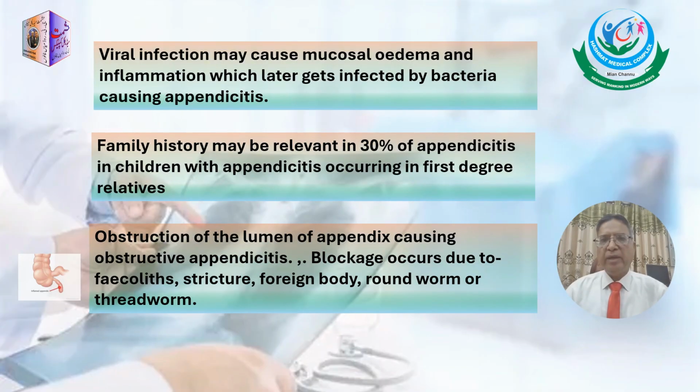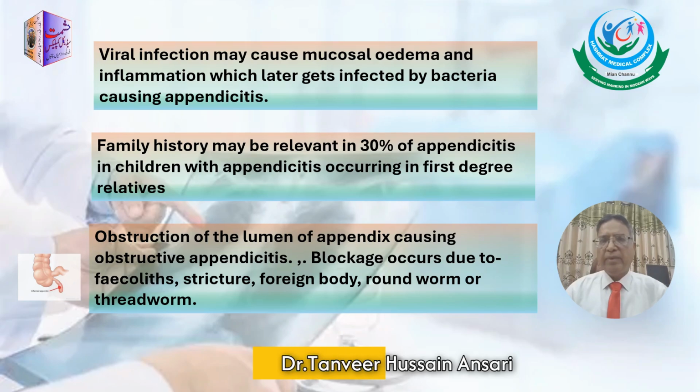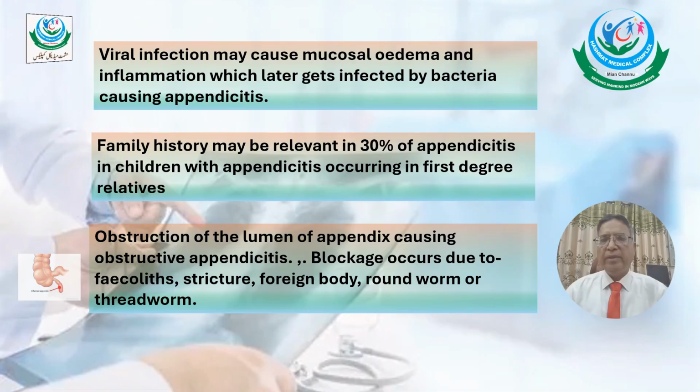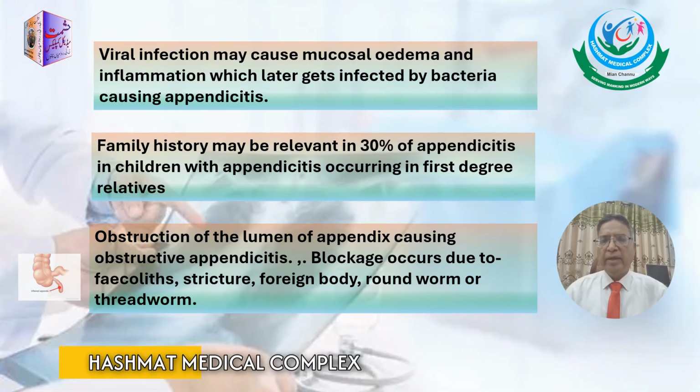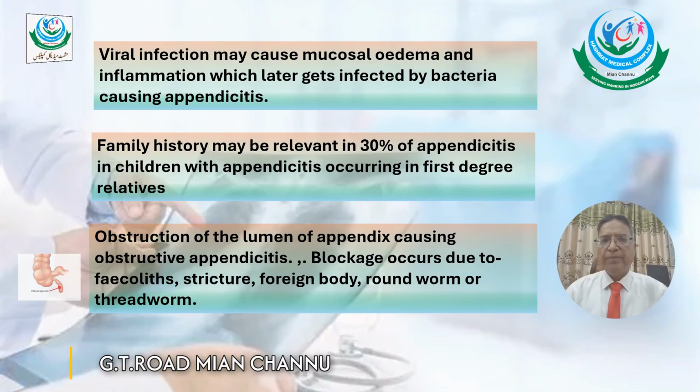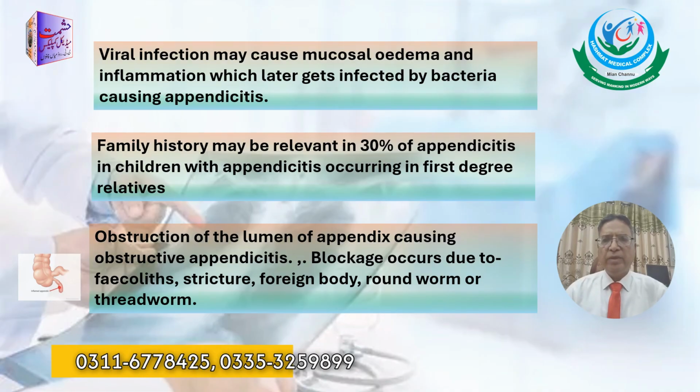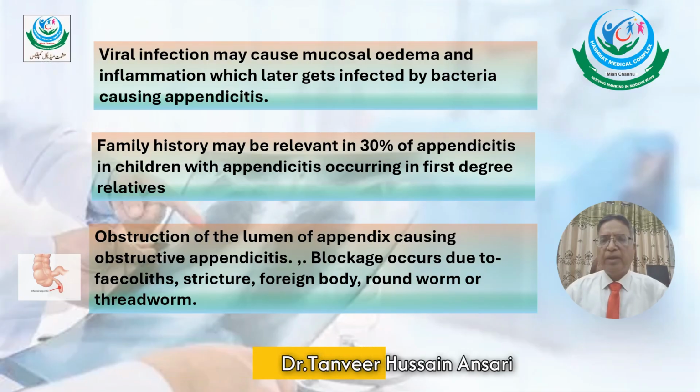Viral infection may cause mucosal edema and inflammation, which later gets infected by bacteria, causing appendicitis. Family history may be relevant in 30% of appendicitis patients, and in children, with appendicitis occurring in first-degree relatives. Obstruction of the lumen of the appendix causes obstructive appendicitis. Blockage occurs due to fecolith, stricture, foreign body, roundworm, or threadworm.